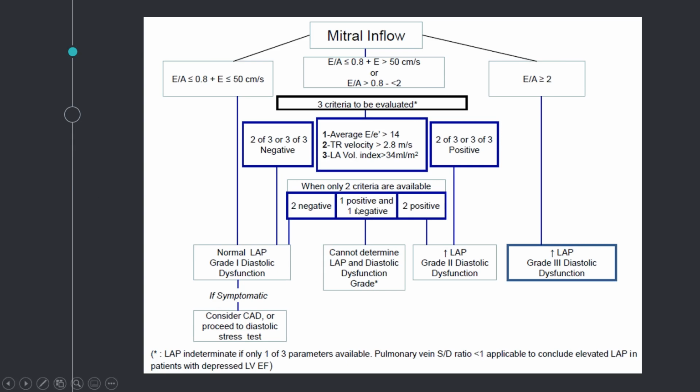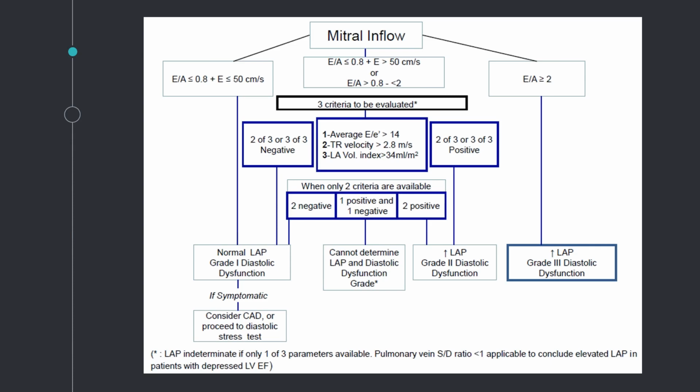And we do the same thing where if you have the majority positive, you have higher grading. If you have majority negative, you have lower grading. And if you have 1 positive and 1 negative, then you're sort of in the middle, in an indeterminate range. You can use some of the other adjuncts.